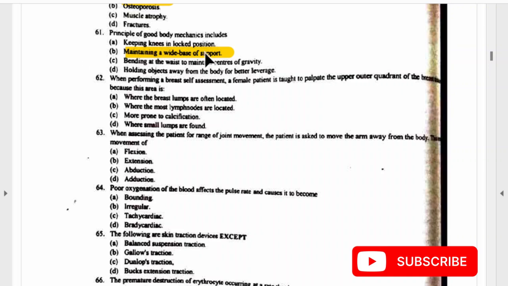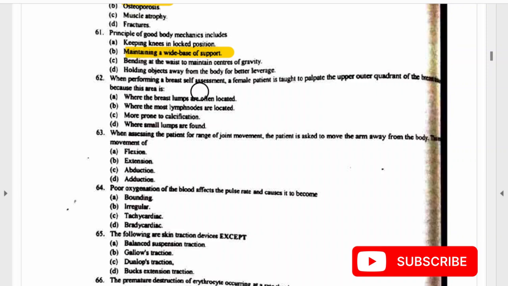A wide base of support actually provides stability and balance. It is a fundamental principle of good body mechanics, and it is used to prevent injury when lifting or moving patients. Okay, so let's go to the next one. The rest of the options are incorrect. This is the correct one.